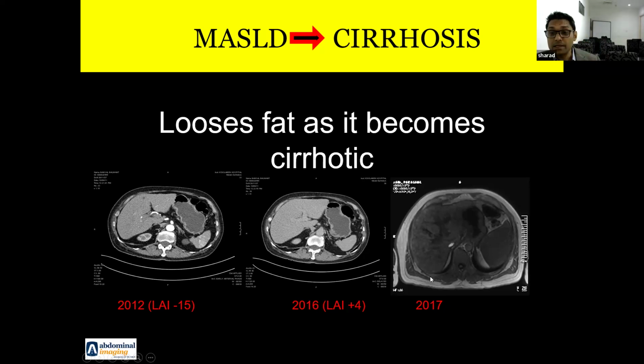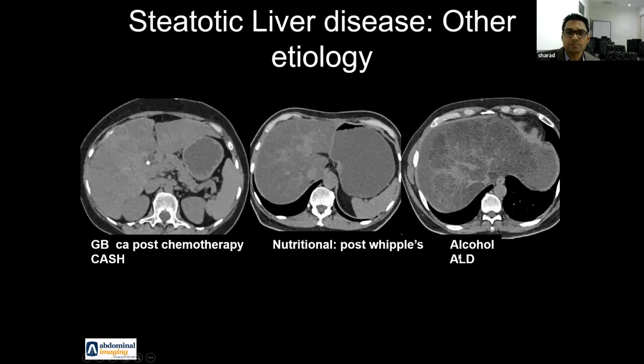The next year he comes for an MRI, and we see that MR has a higher sensitivity to look at parenchymal abnormality. So this liver was definitely abnormal. You can have other causes of fat, like chemotherapy.